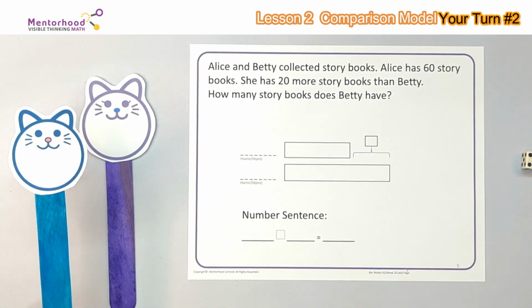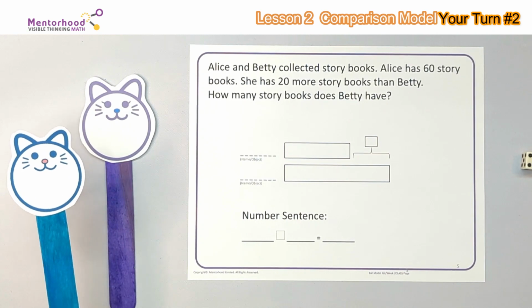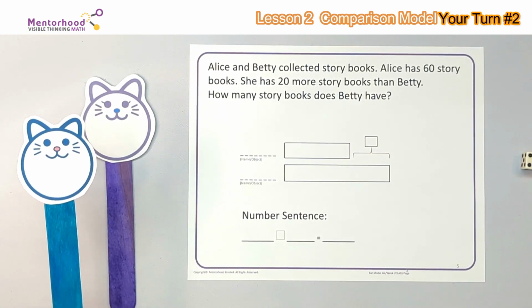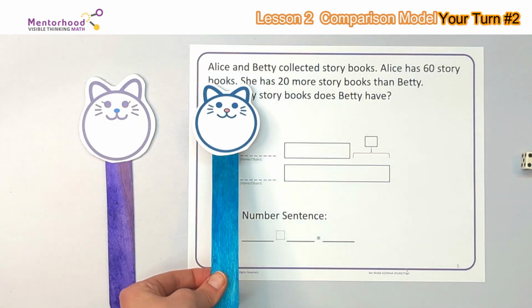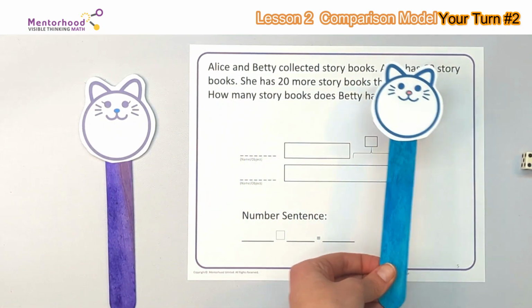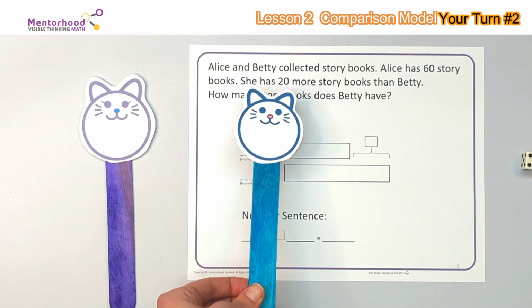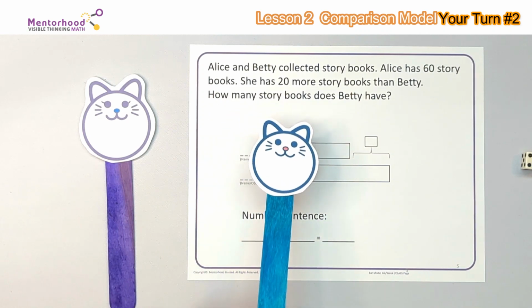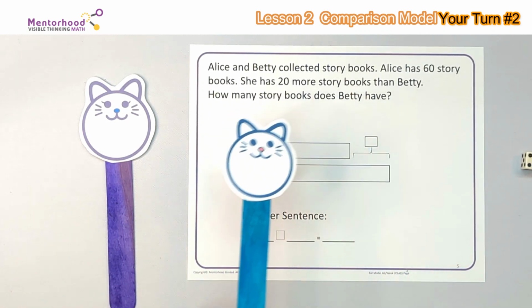Okay, this is our question. Pause the video so that you can try it on your own. Let's read it. Alice and Betty collected storybooks. Alice has 60 storybooks. She has 20 more storybooks than Betty. How many storybooks does Betty have?